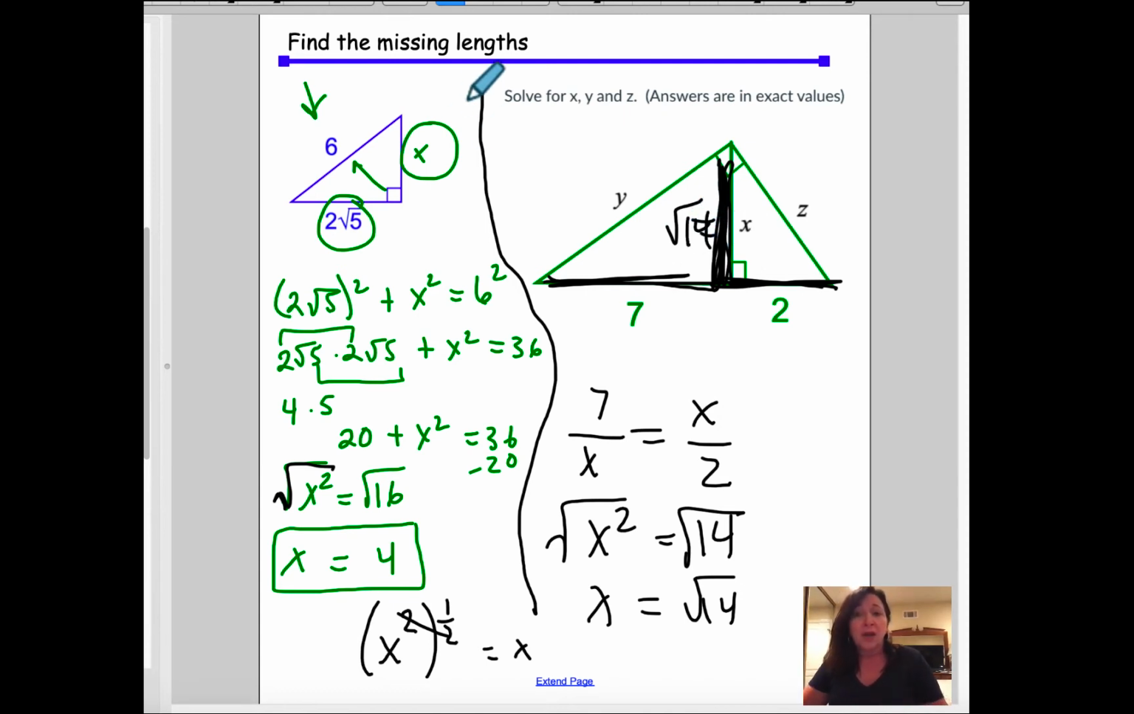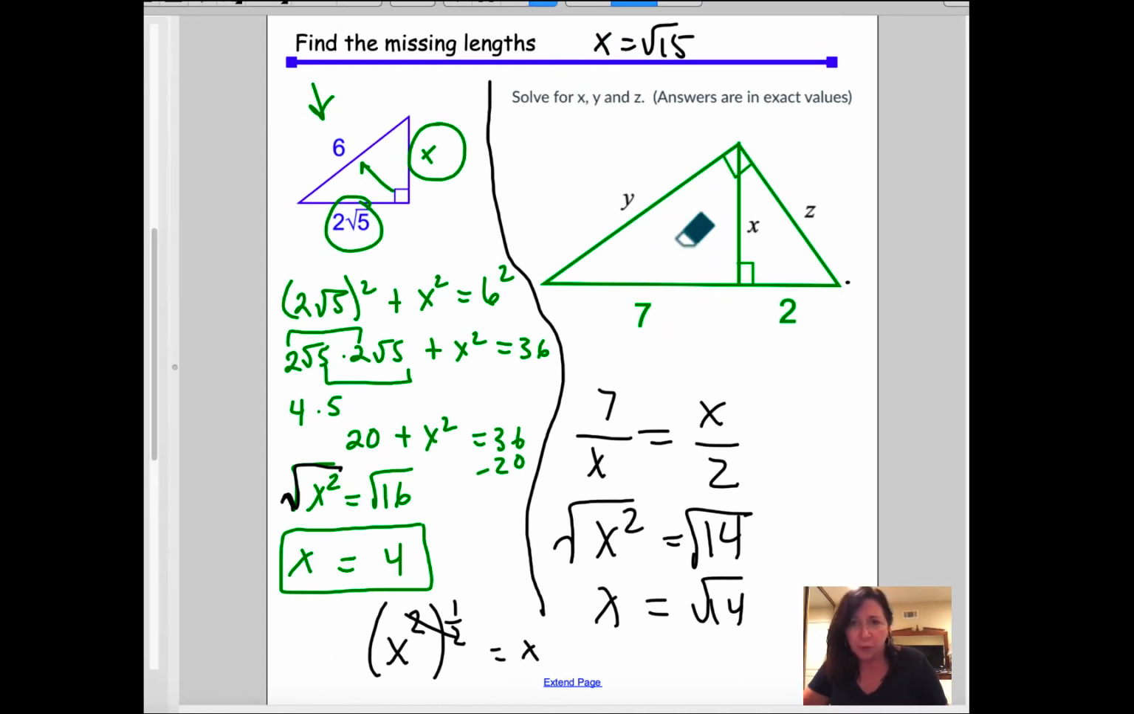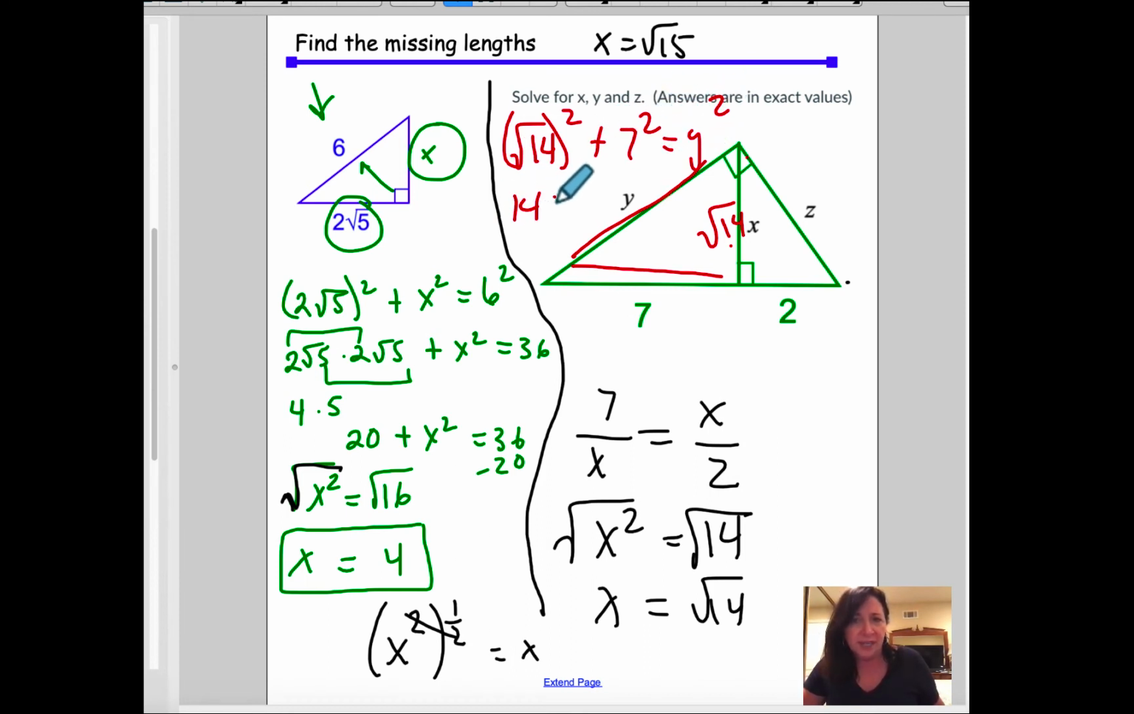Okay, so now I've got x is equal to the square root of 14. And now what I need to do is put the square root of 14 in right here, and then simply use the Pythagorean theorem to find the other sides. So a squared plus b squared, side squared plus side squared equals my hypotenuse squared. So root 14 squared plus 7 squared equals y squared. So 14 plus 49 is equal to y squared.